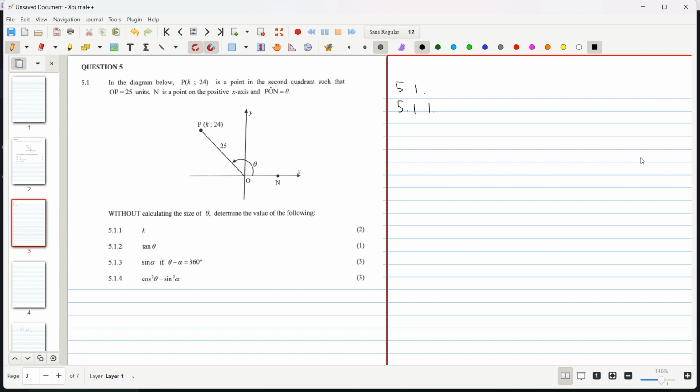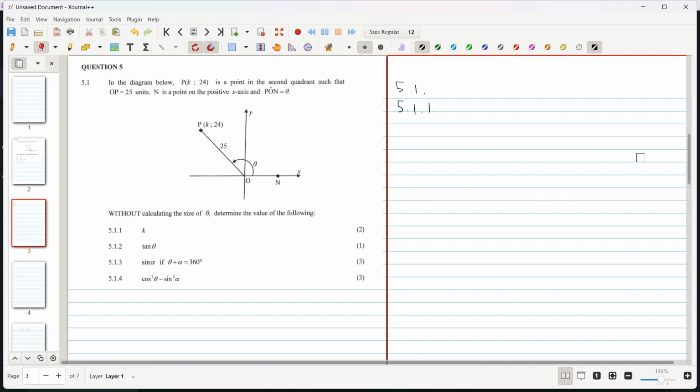We are told that in this diagram, we have a point P, which has coordinates of k and 24. And this is a point in the second quadrant such that OP will equal 25 units. So this is what we're given. We're also told that N is the point on the positive x-axis and PON is theta.